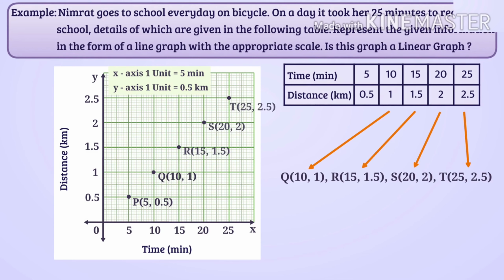Now after plotting all the points, we need to join them. As you see, all the points are in a straight line, so this means this graph is a linear graph. We can't say beforehand whether any graph or any information is linear or not. After making the graph we will get to know it. Now let's take one more example of a linear graph.